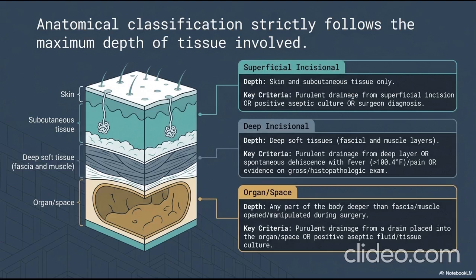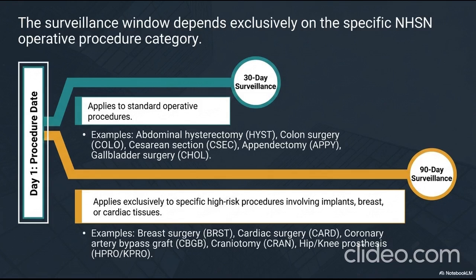Wound classification. Every procedure is categorized by contamination levels. Class 1, clean wounds, have an expected infection rate under 2%. Conversely, Class 4 dirty infected wounds, such as those involving perforated viscera, have a high baseline risk of 20 to 40%, which must be factored into our benchmarking.